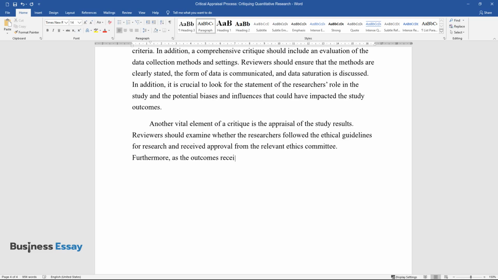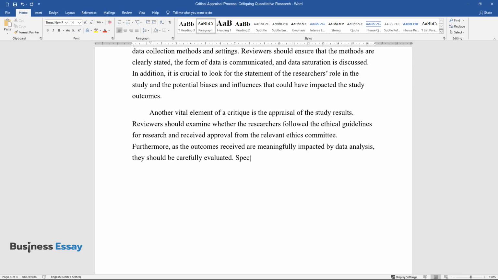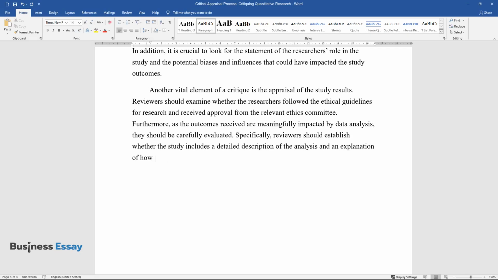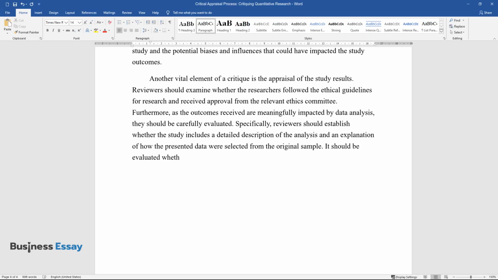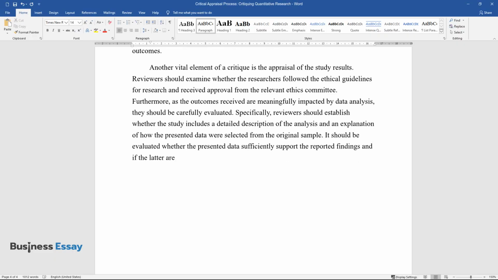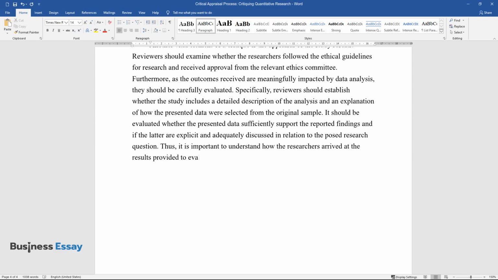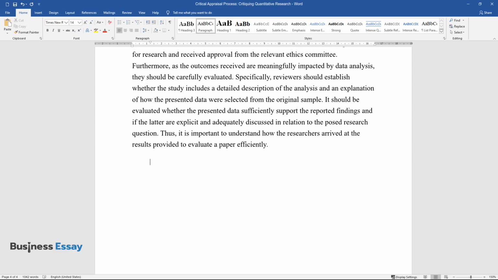Furthermore, as the outcomes received are meaningfully impacted by data analysis, they should be carefully evaluated. Specifically, reviewers should establish whether the study includes a detailed description of the analysis and an explanation of how the presented data were selected from the original sample. It should be evaluated whether the presented data sufficiently support the reported findings and if the latter are explicit and adequately discussed in relation to the posed research question. Thus, it is important to understand how the researchers arrived at the results provided to evaluate a paper efficiently.